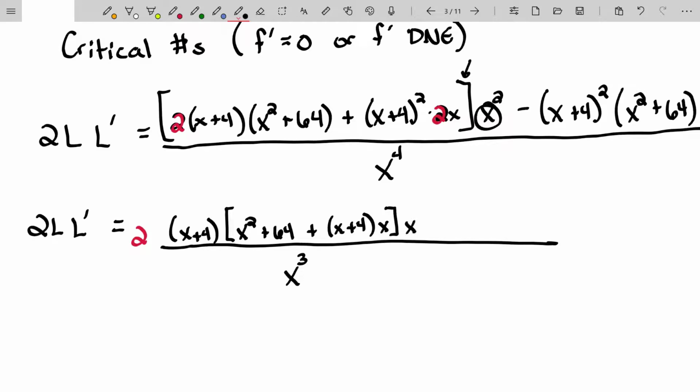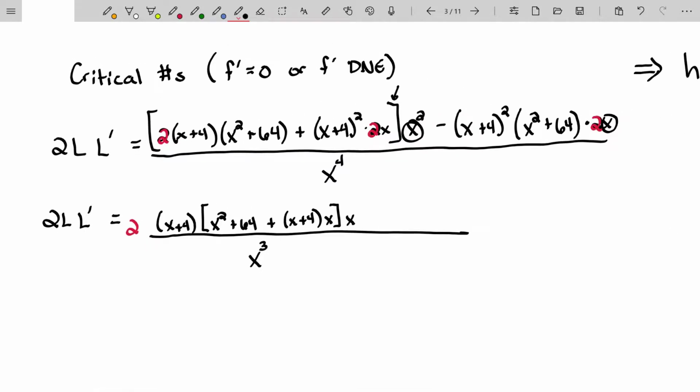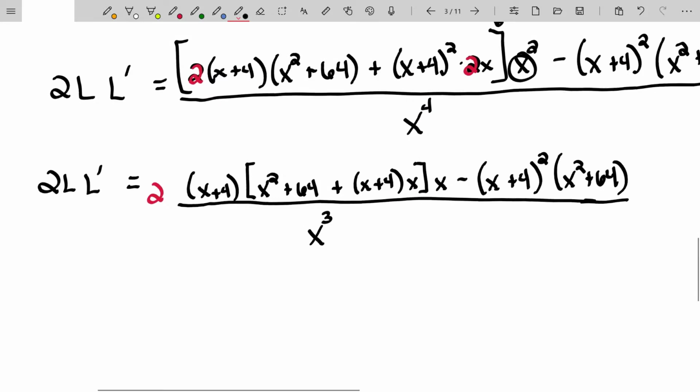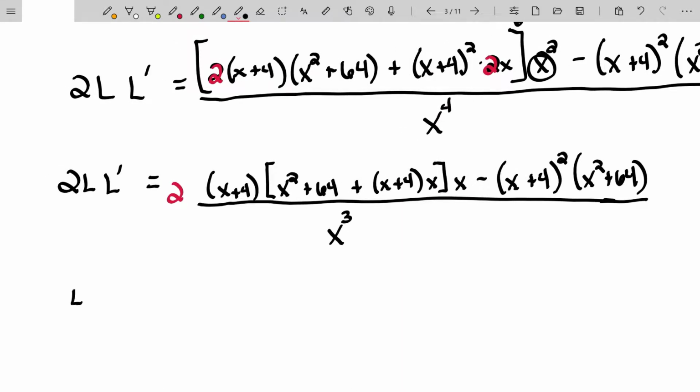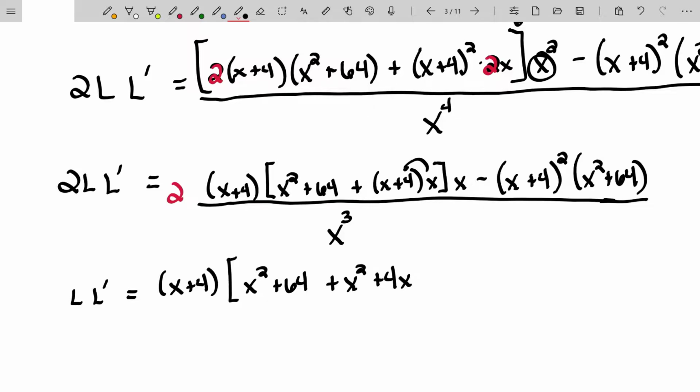And we still have a times x on the outside. Nothing wrong with that. And in the second group, I will just leave that as minus (x plus 4) squared times (x squared plus 64). It is a little bit of work, I'm not going to lie. And then, now I can divide both sides by 2, and I get L prime is equal to. And I will also factor out an x plus 4 out of that numerator. I'm left with an x squared plus 64 plus x squared plus 4x. That's just from this distributing to each of these two terms. And remember, that group is multiplying by x.